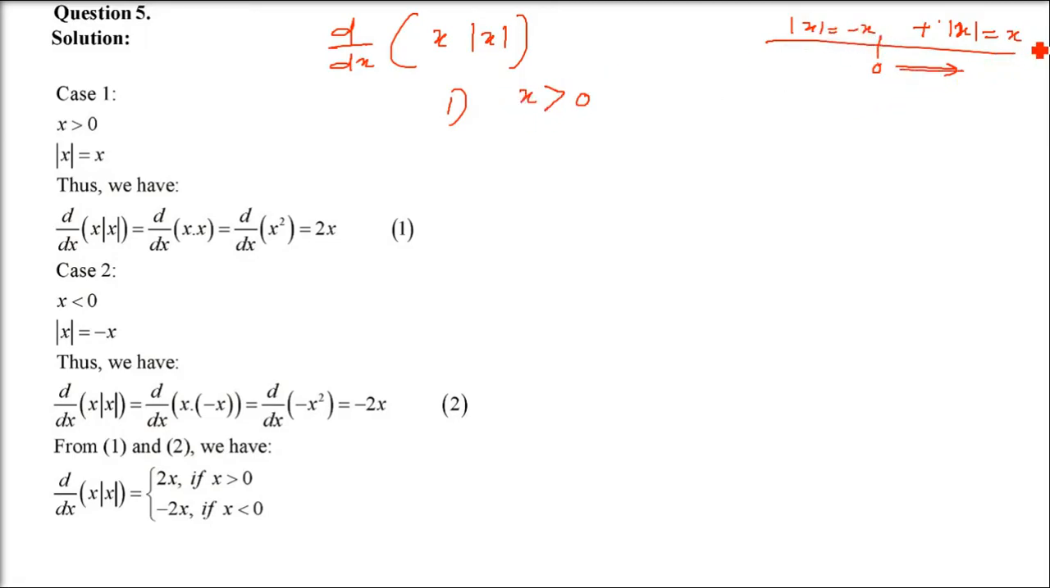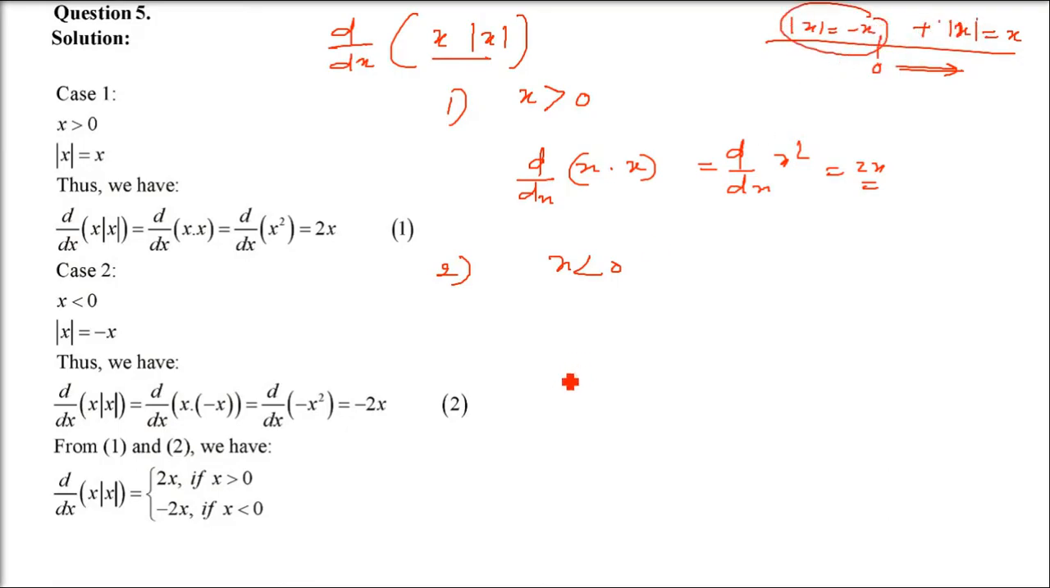So the first condition is x greater than 0. We'll put mod x as x. So x into x is x square, and d by dx of x square is 2x. First condition done. Second condition: now x is less than 0. When x is less than 0, mod x will be equal to minus x.